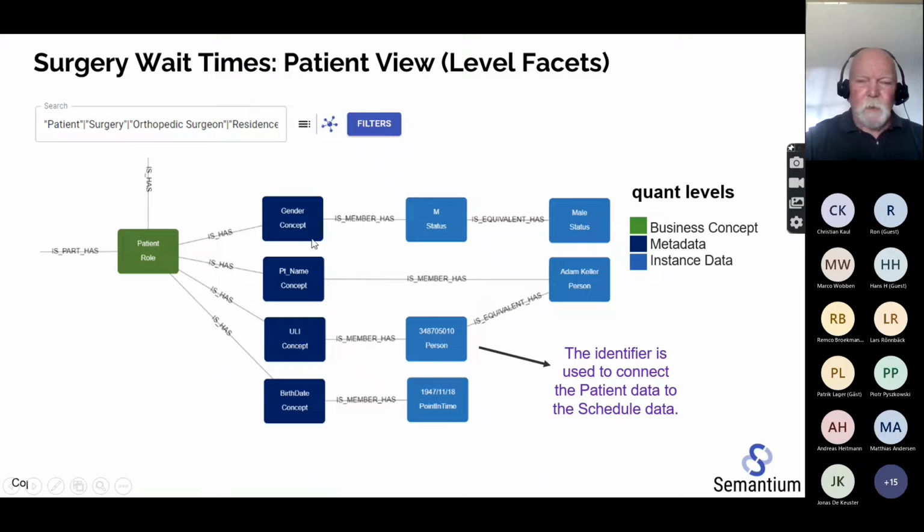So this is the patient view. Again, this data wasn't normalized. I wouldn't organize it this way, but this is how it came out. Metadata, instance data. The interesting thing about this is they also included a reference table. So this is how equivalence is managed in Semantium. We have a code M that is equivalent to the word male, both status values.